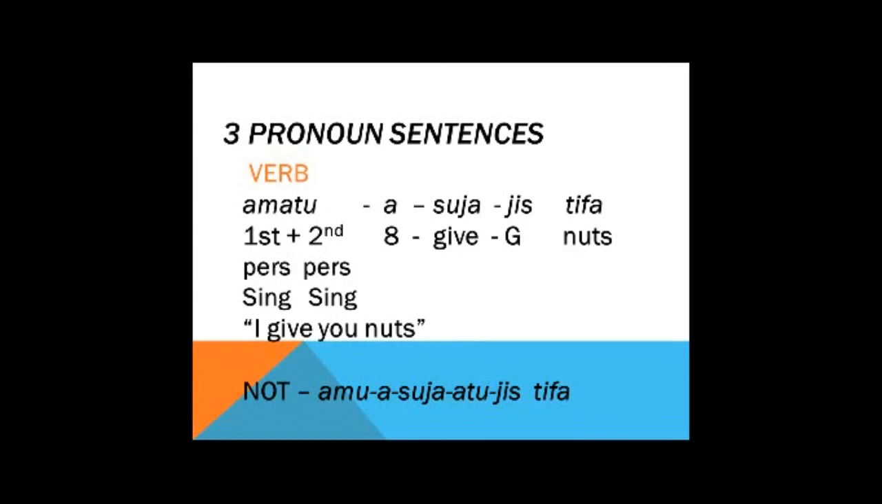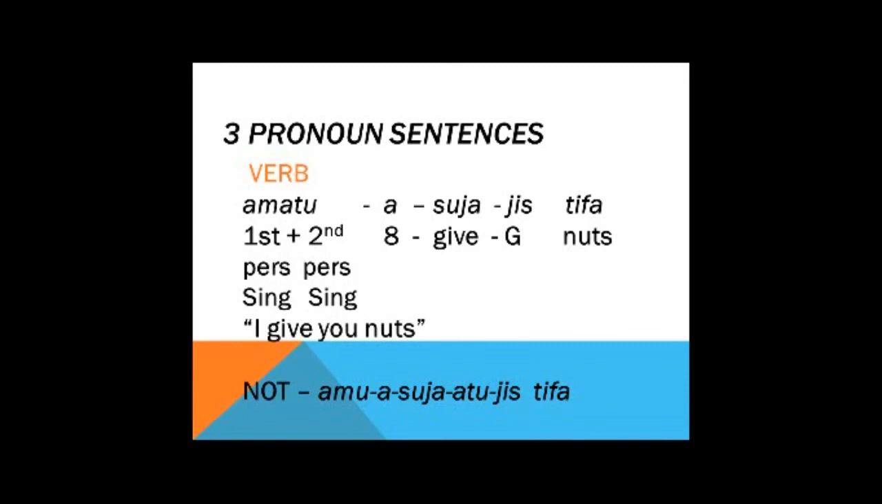Now have a look at this sentence. So this sentence translates as I give you nuts. So remember, I am the subject, the one doing the giving. You are the indirect object because you are the person who's been given something, and the direct object are the nuts that are actually being given.